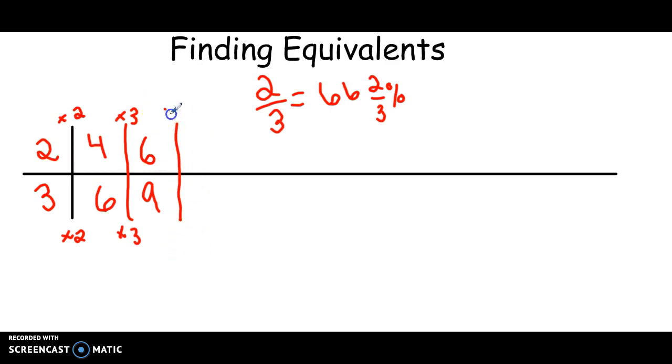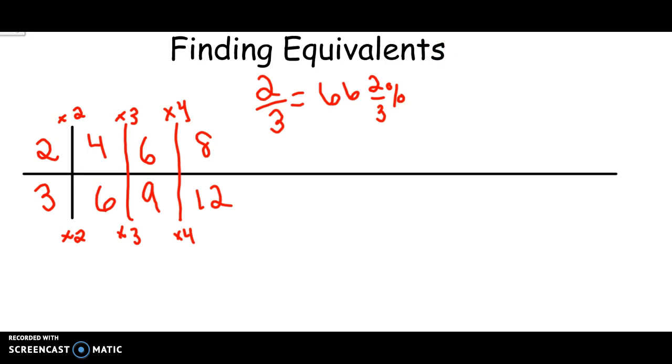Continuing on in this pattern, 2 times 4, always going back to the beginning, and 3 times 4 will give me 8/12. All of these fractions are also equivalent to 66 and 2/3%. You can follow this strategy for any fraction to find one that is equivalent with a different numerator and denominator.